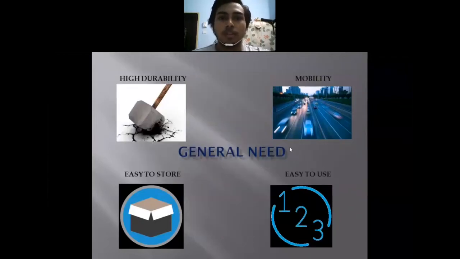The problem is a clogged sink or drain pipe. The general needs for our customer, the first one is high durability, because it handles dirt and wet waste. The second one is mobility, so that our product can be used anywhere, at any place. And it needs to be easy to store and easy to use by everyone.